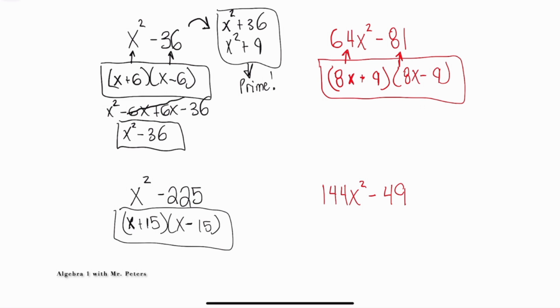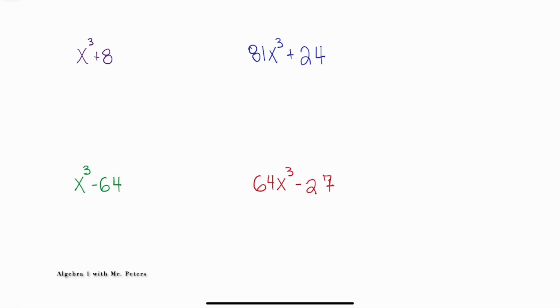Same thing in the last expression. 144, perfect square, breaks down to 12. x squared breaks down to x. 49 breaks down to 7. So we have 12x plus 7 times 12x minus 7, and this will be our answer.